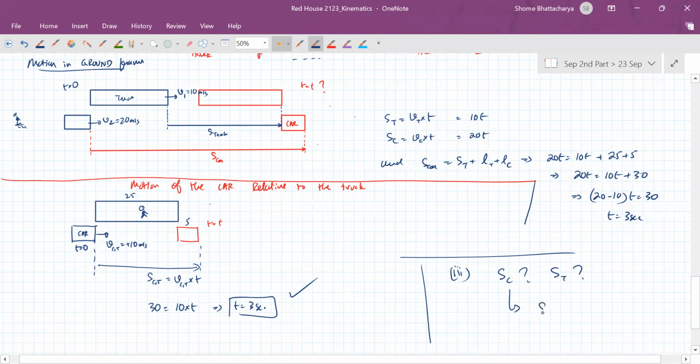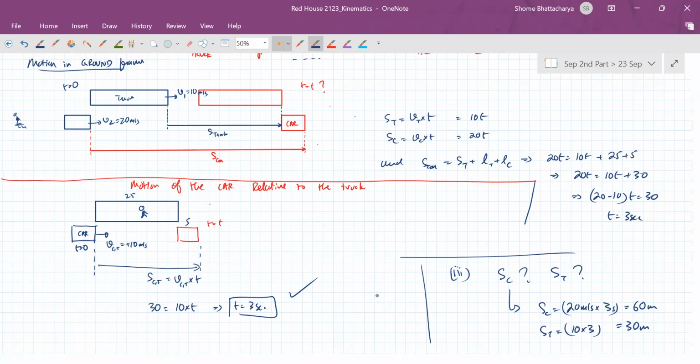So you can see the car has traveled 60 meters, whereas the truck would have traveled 30 meters. But to the truck, it will look like the car has traveled only 30 meters. You can also see that the displacement of the car in the truck's frame would also be plus 30 meters.